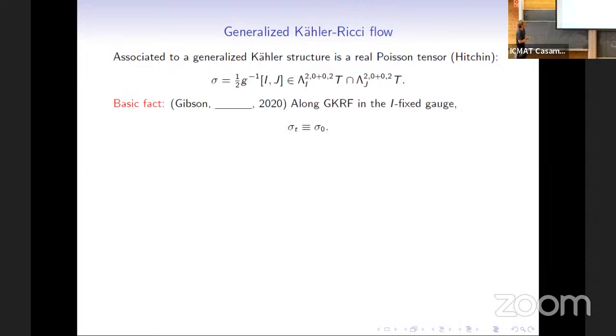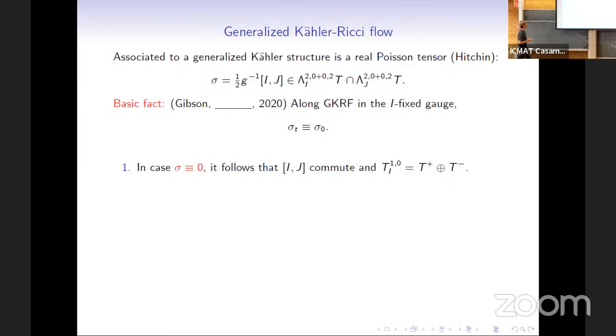Okay. And a basic fact of the theory is that this Poisson tensor is preserved by the flow, if I put it in the I-fixed gauge. So if I flow in this I-fixed gauge, sigma is fixed. So it really is part of the background of the equation. And if not, it moves in some simple way if you don't use the I-fixed gauge. Well, it's being pulled back by whatever gauge you put in there, I suppose. And this sigma has a lot to say about what the equation looks like.